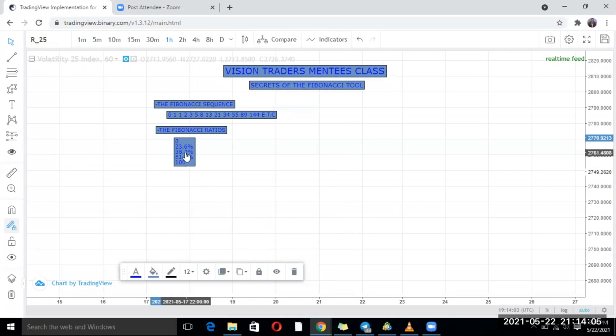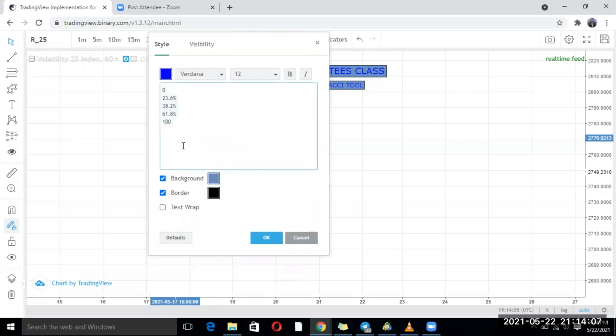I think we're missing one number, which is the 50. Now I'll tell you why I'm not putting 50 on, and I'm not putting percentage on 50. Although most people might put percent on 50, I don't consider the 50 level as a ratio. I'll tell us why as we proceed in this class.